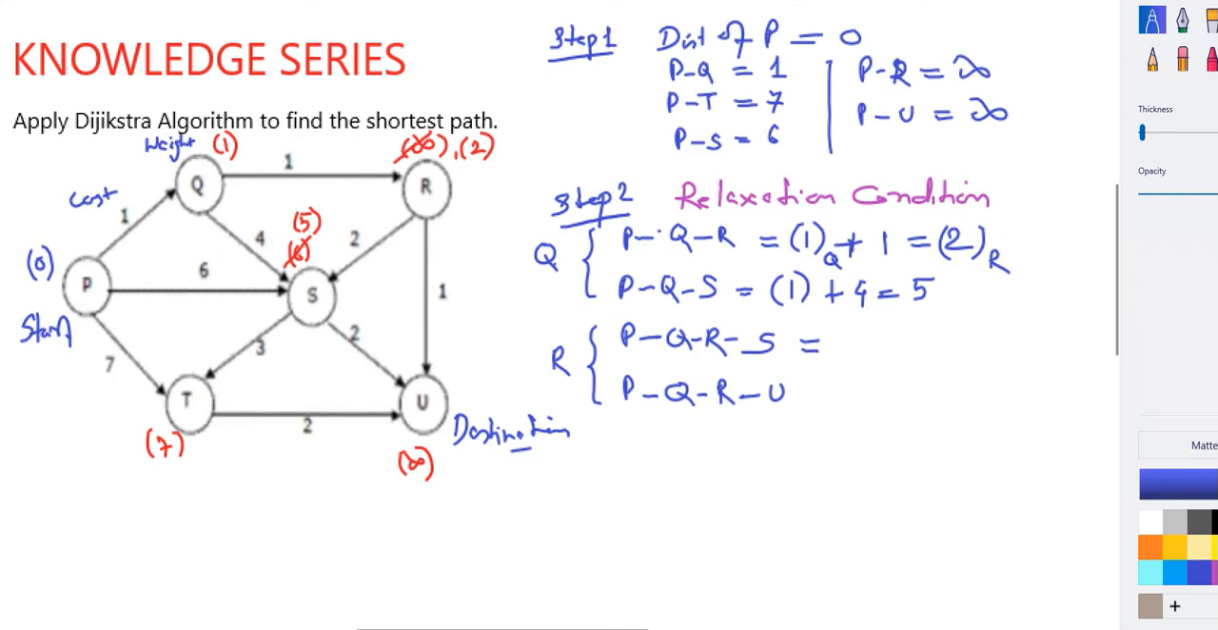Under this particular case, up to PQR, what is the weight? It shows the weight at R is 2. So 2 plus 2 is equal to 4, which is less than 5. So we update this 5 to 4 as the new weight. 4 is less than 5, so that's why we have to update. In this case also, 2 was less than infinity, that's why this case was satisfied.